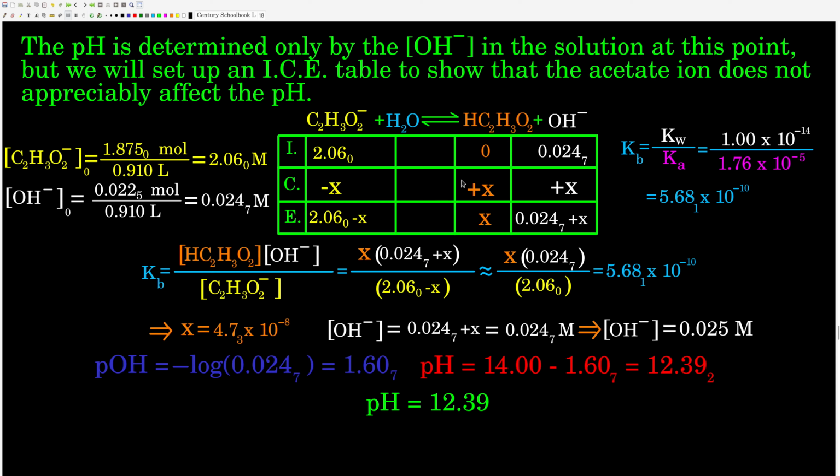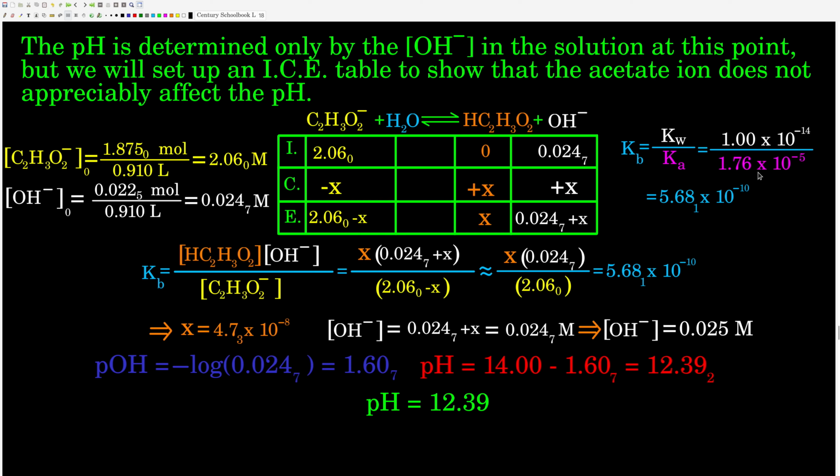It's going to shift to the right, plus x, minus x, and we get our equilibrium expression. Now this is a base that's reacting. This is the reaction that happens. Remember, initially you don't have any of this, so there's nothing for that to react with. What's going to happen is the acetate ion will react with water, accept a proton, and make acetic acid and hydroxide. And so that means we need Kb.